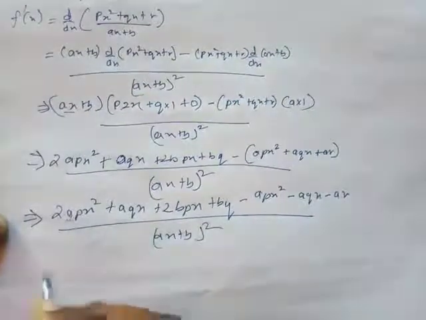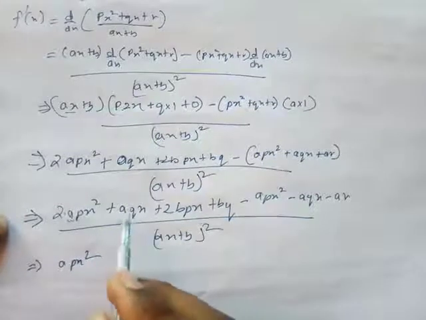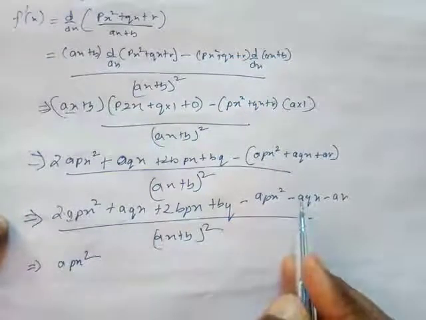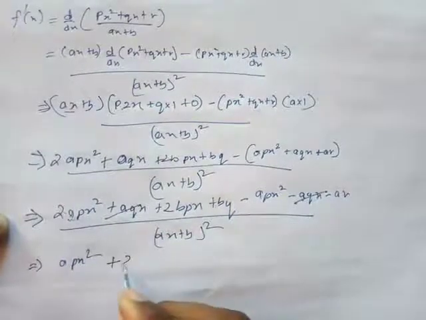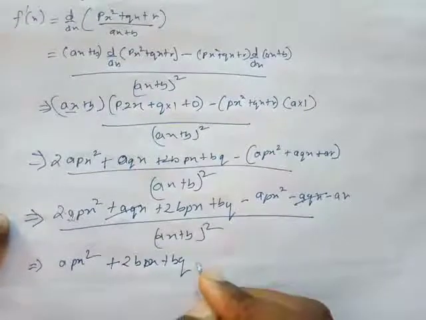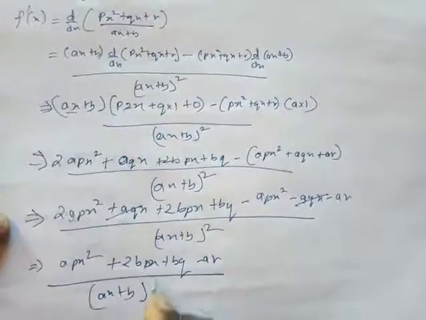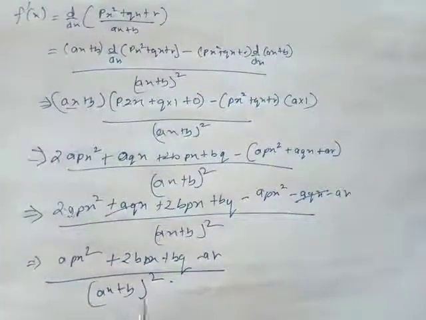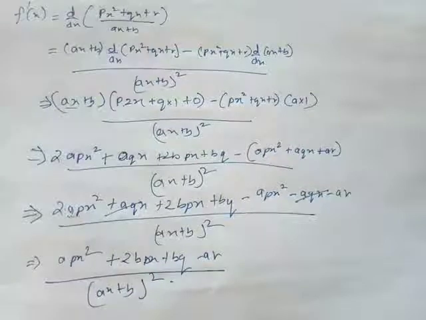This and this can be solved and I'll get apx square. This and this are the same, aqx, they will get cancelled out. Whatever is left, just write it down: (bpx plus bq minus ar) upon (ax plus b) whole square. This cannot be solved further. Even if you break this now, it won't solve any more. So the better thing would be to leave your answer till here.